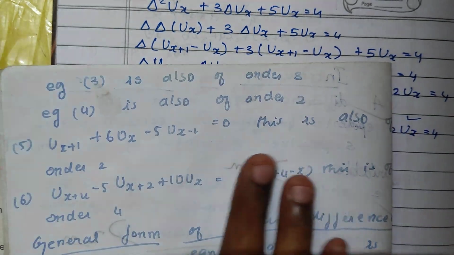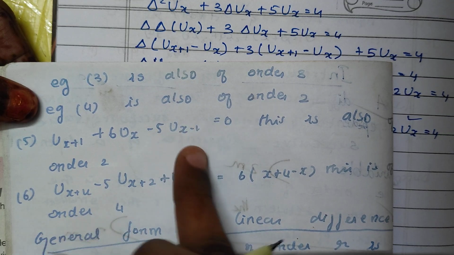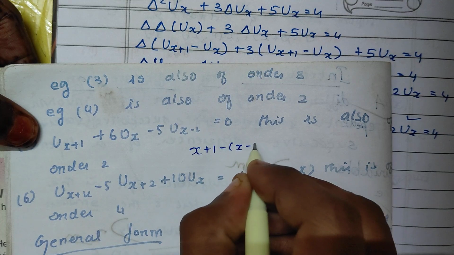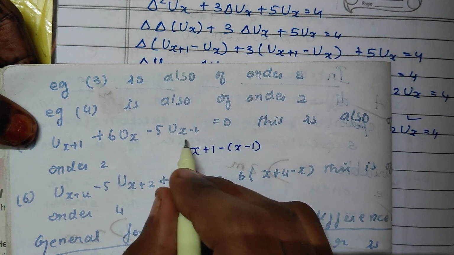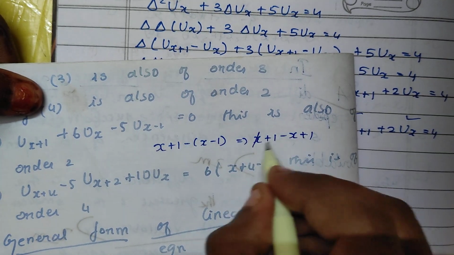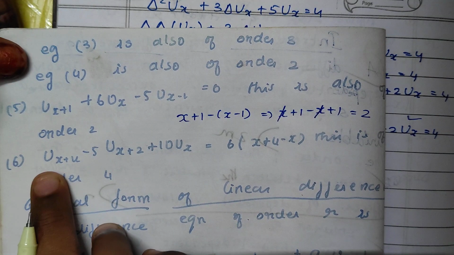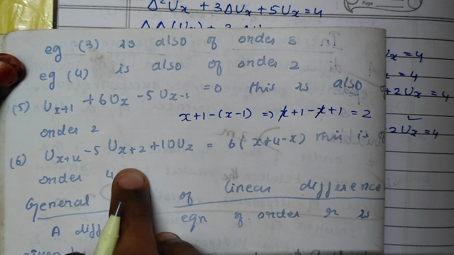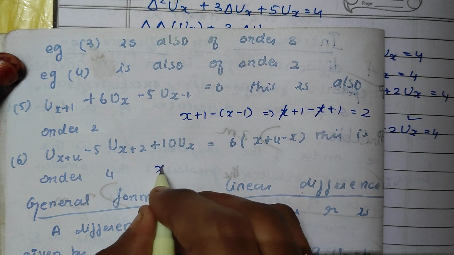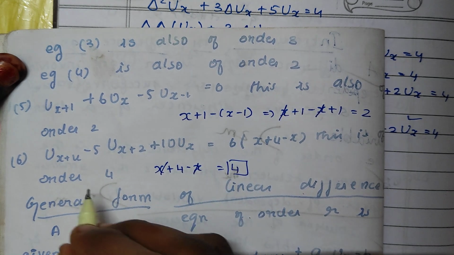Then here u x plus 1 plus 6 u x minus 5 u x minus 1 means the order is x plus 1 minus of x minus 1. Okay, this is the highest and this is the lowest. X plus 1 minus x plus 1, if you cancel, you will get it as 2. 1 plus 1 is 2. So the order is 2. Here u x plus 2 minus 5 x plus 4. Here u x plus 2 plus 10 u x means x plus 4 minus x will give you the order as 4.